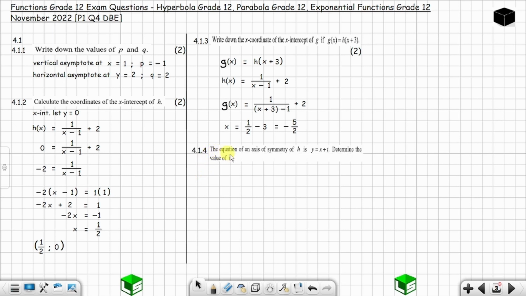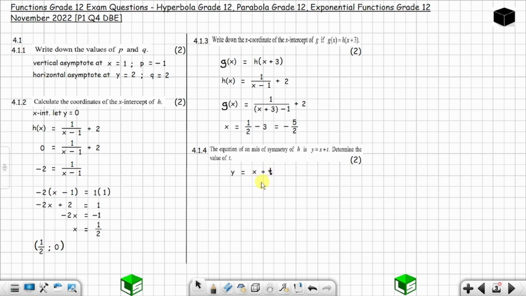4.1.4. The question is, the equation of an axis of symmetry of h is y is equal to x plus t. Determine the value of t. The question is 2 marks. Remember again, h is a hyperbola and you are requested to get the value of t, and you have y is equal to x plus t. This is the equation of the axis of symmetry of a hyperbola. So you are given y is equal to x plus t. The question is to find the value of t.